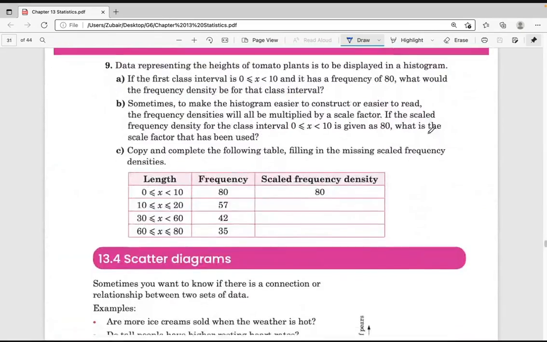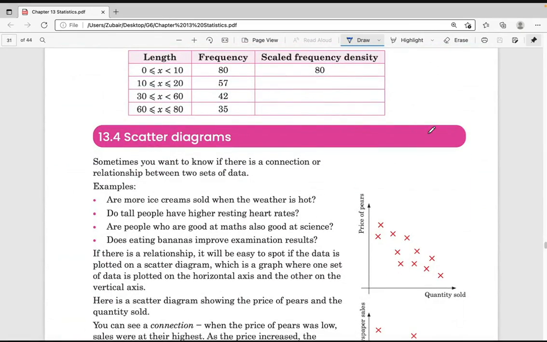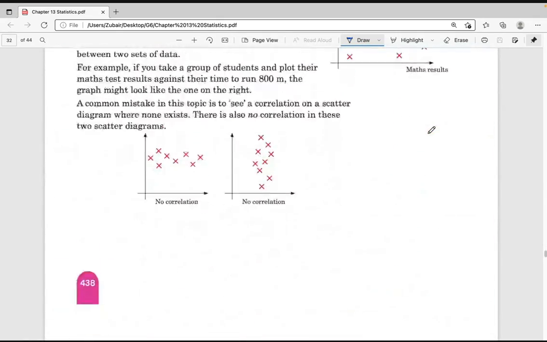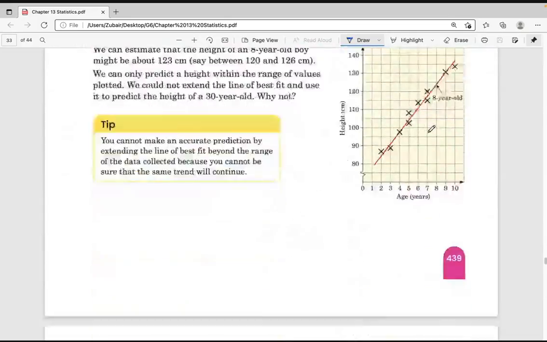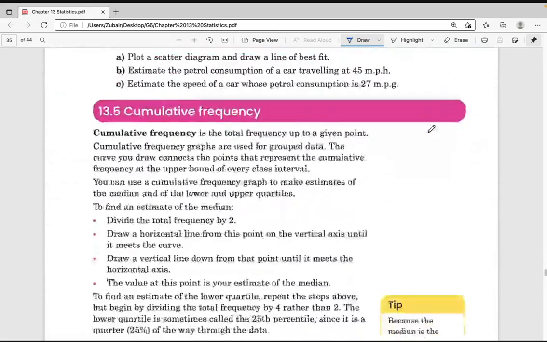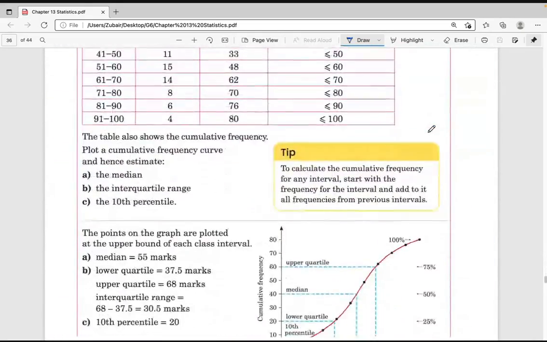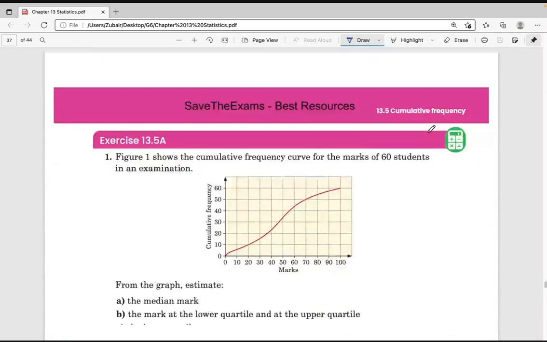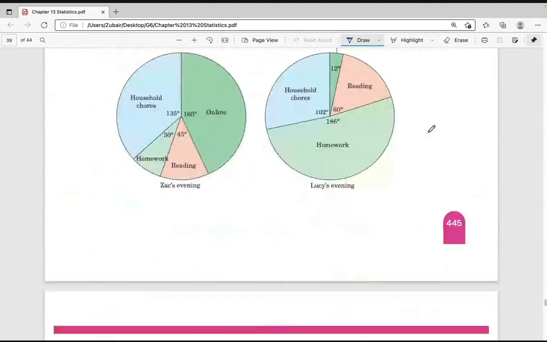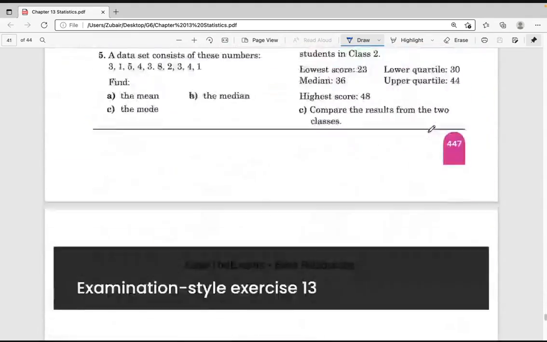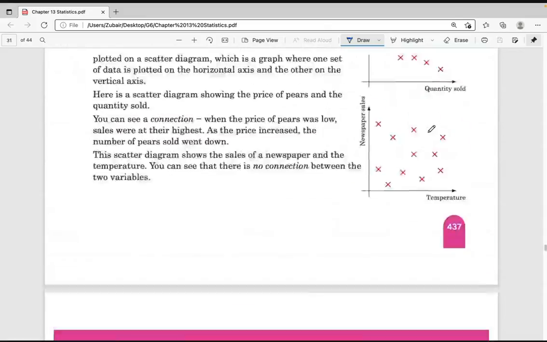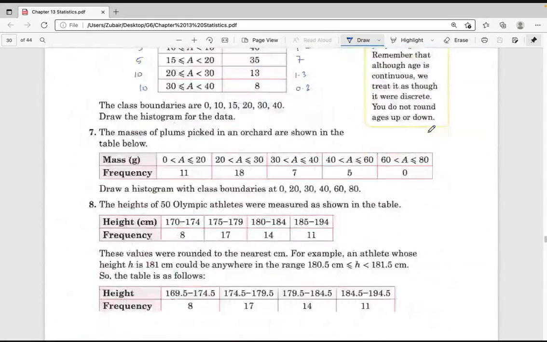And then these are some practice questions. Do you know anything about scatter diagrams? Line of best fit? So I think you can just explain line of best fit one time. I'll explain scatter diagram and line of best fit. I'm just looking at how much is left: cumulative, pie charts. Almost done. Most probably in a maximum of 2 classes, this will be completed.